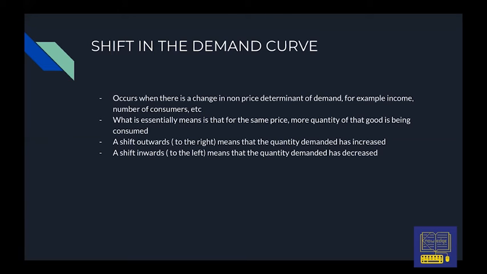What this is essentially telling us is that for the same price, more quantity of a good is being consumed in the economy. Now, a shift outwards or a rightward shift in the demand curve means that the quantity demanded has increased, whereas an inward shift or a shift to the left means that the quantity demanded has decreased.